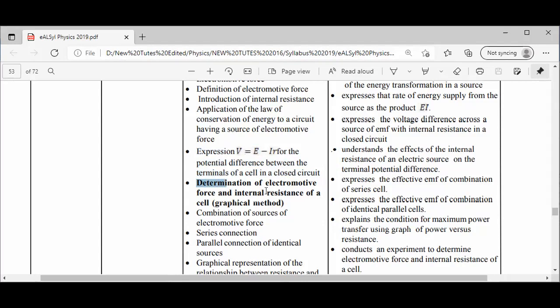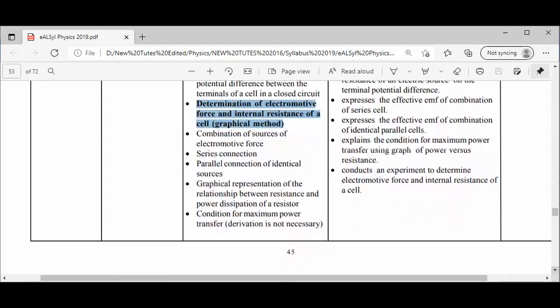Determination of electromotive force and internal resistance of a cell. This is the practical. We have discussed this practical with the help of a potentiometer. You remember, we have discussed this with the help of a potentiometer.